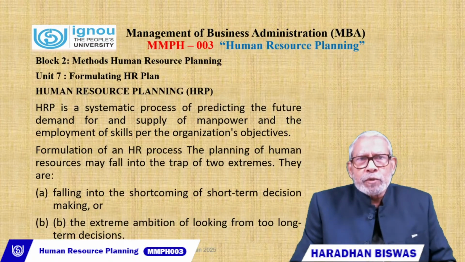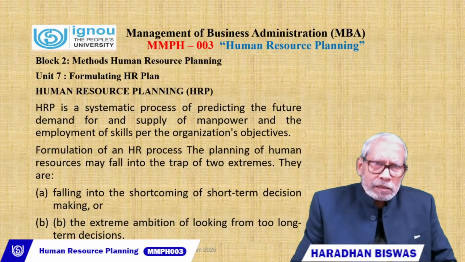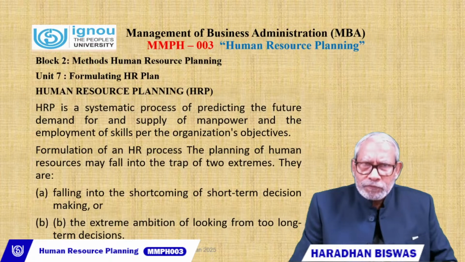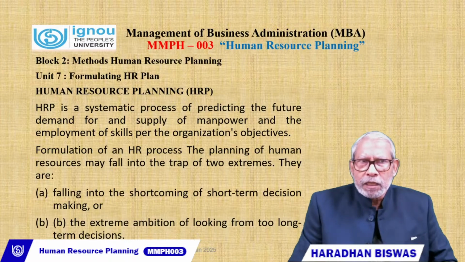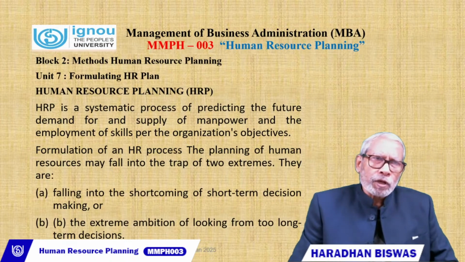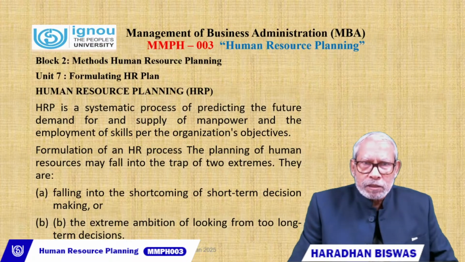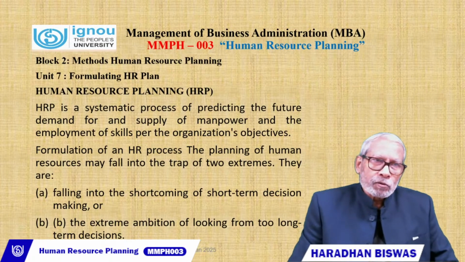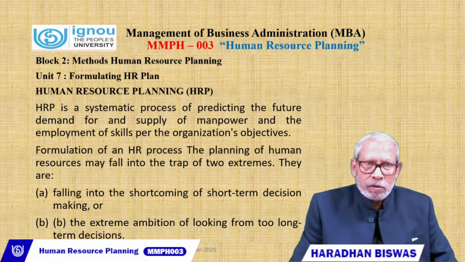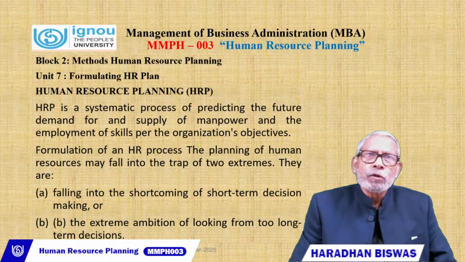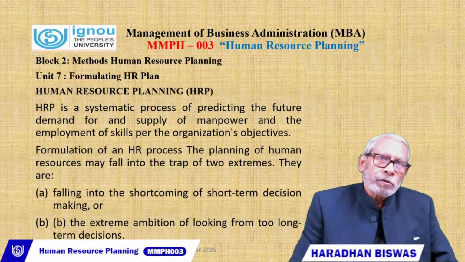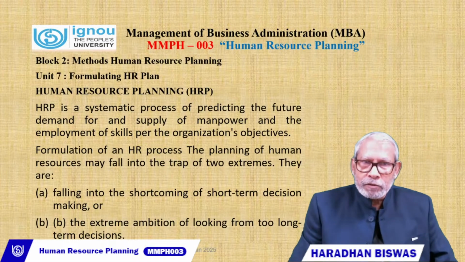Now let's see human resource planning. In the earlier session, we saw a lot of methods, job description, job analysis, and that part we have already discussed. Now, here we are talking about the process and how to predict things. So HRP is a systematic process for predicting the future demand for and supply of manpower. Suppose you require some recruitment, what manpower is required, that demand you have to calculate.